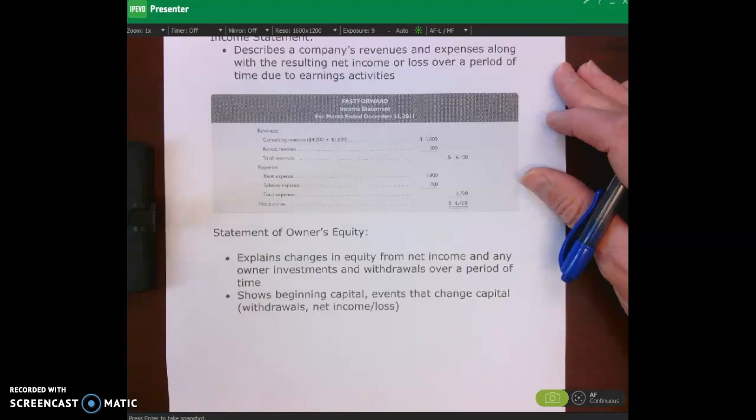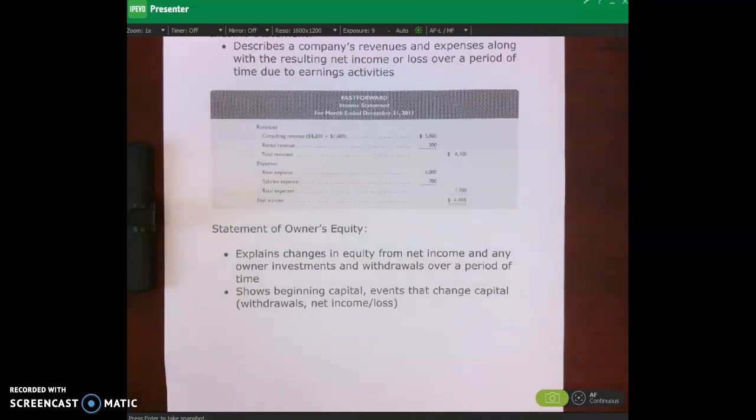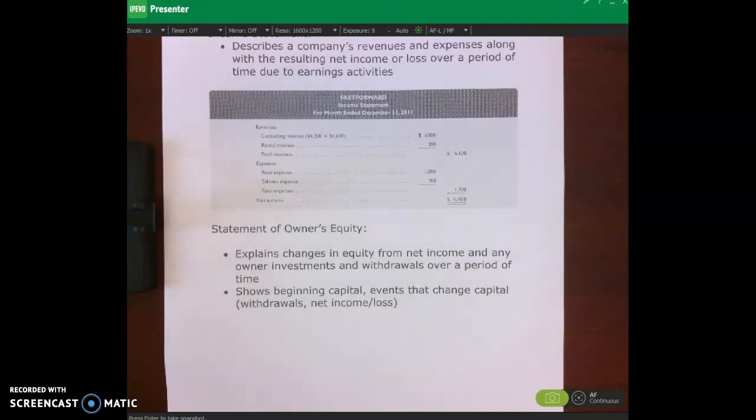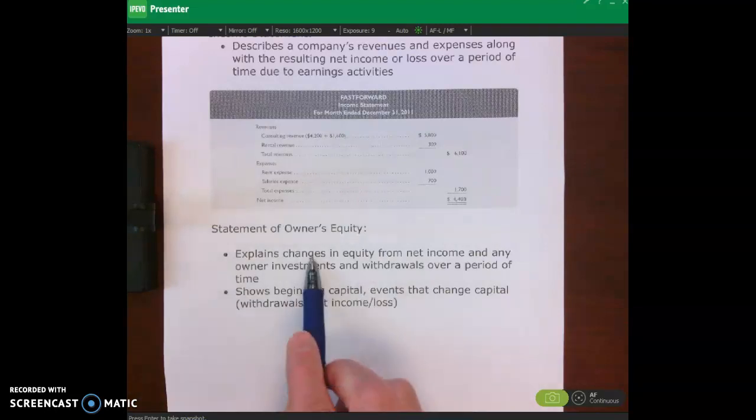The next financial statement that we would complete is our statement of owner's equity. This shows us our beginning balance in equity, and then shows us the 4 components, those 4 accounts that affect equity: owner's investment, owner withdrawals, revenues and expenses, which is net income. And then it shows us our ending equity. So it shows how we got from beginning owner's equity to ending owner's equity. It explains those changes in equity from net income and then owner investments and owner withdrawals over the accounting period.